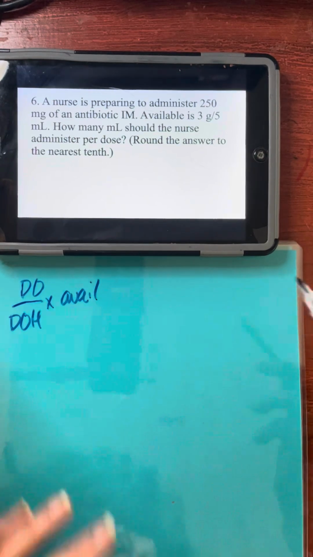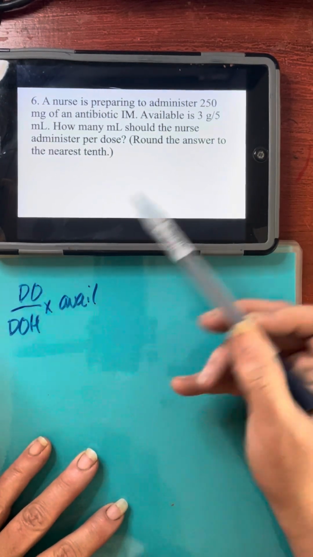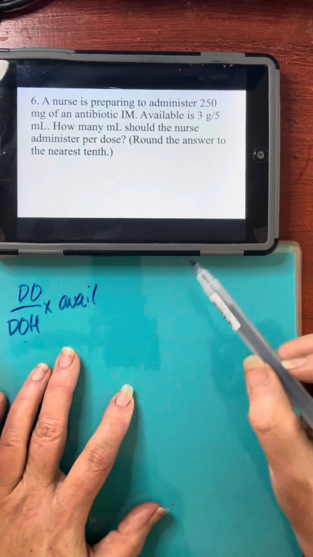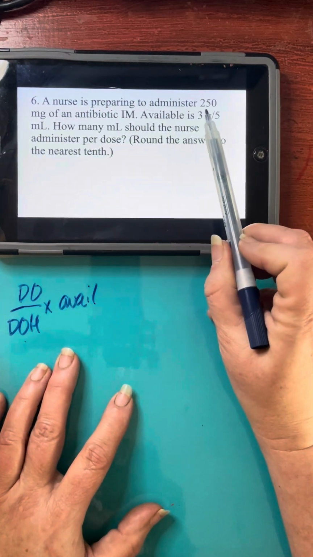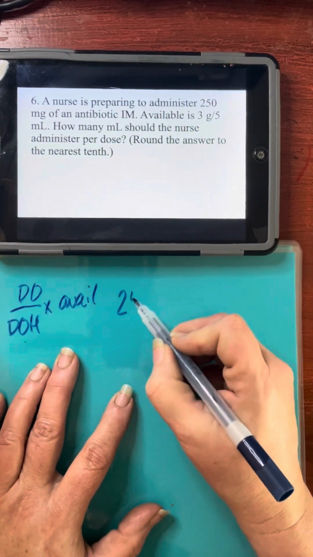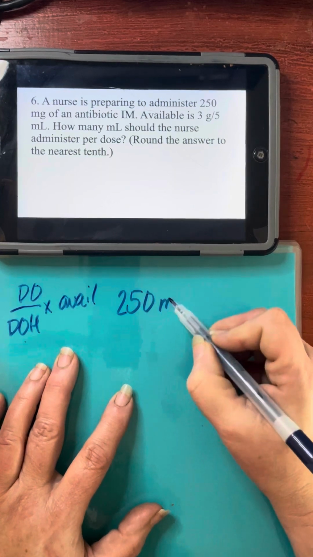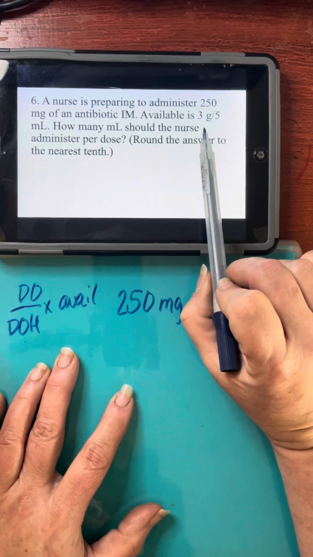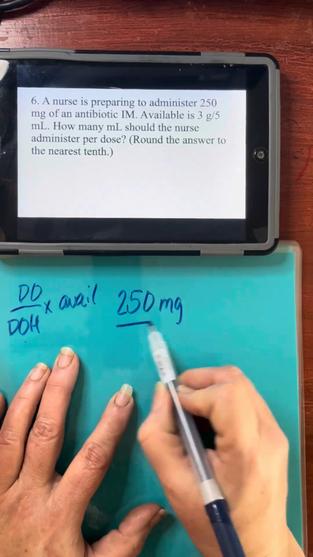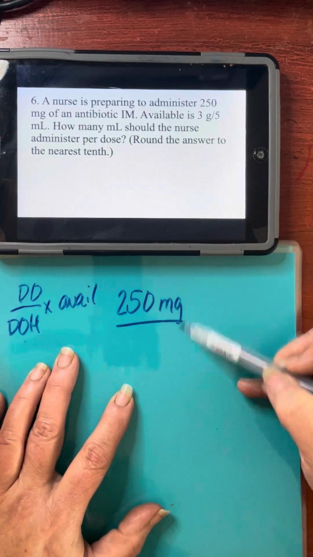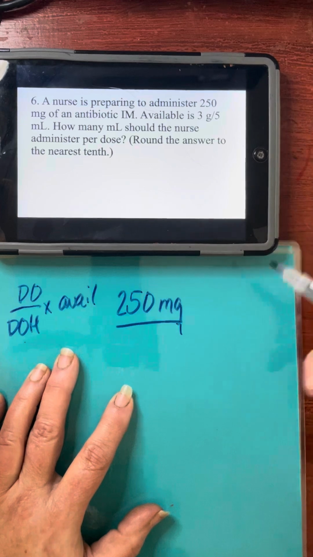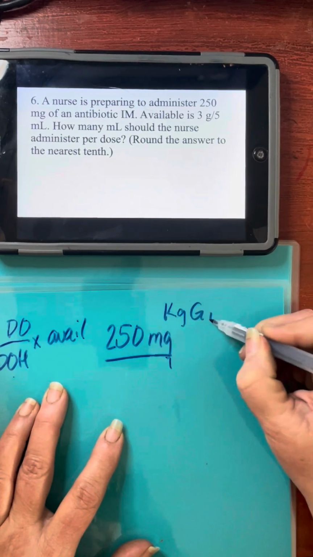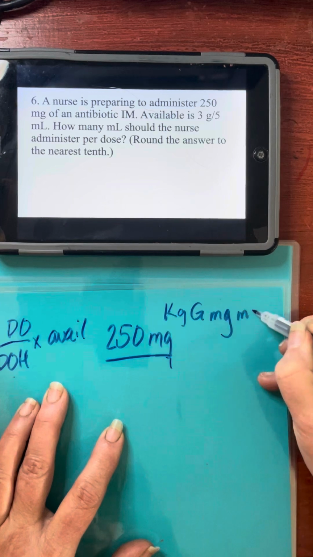problem. I always say what he wants, that's the dose ordered over what I've got, that's in my hand, times how that comes. So what he wants them to get is 250 milligrams. And what I have available is 3 grams. So to go in this fraction, it's got to have the same last name. And you know we have kilograms, grams, milligrams, and micrograms.